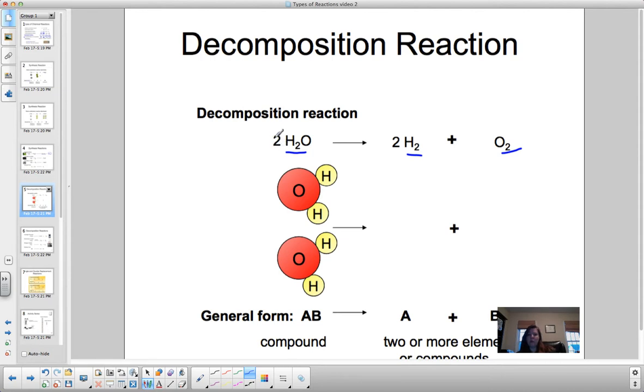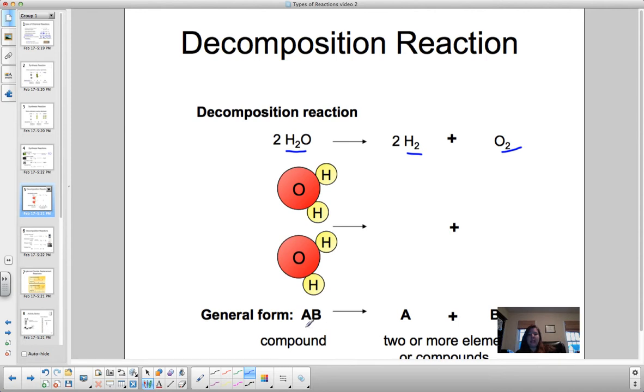And I notice I said the word moles again. We're going to talk about molar ratios more when we get to stoichiometry, but this is what I'm trying to lead you to, so when we get there it'll be a little bit easier. And this also means 2 molecules and 1 molecule. Okay. So once again, you have the general form of AB and then breaking down into A plus B.